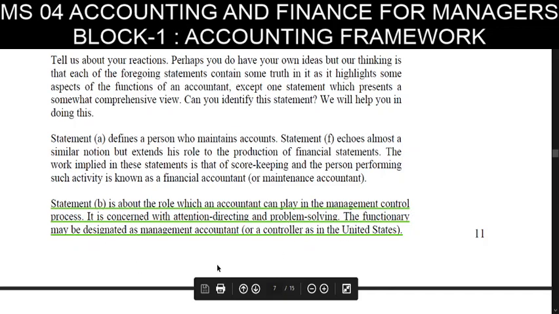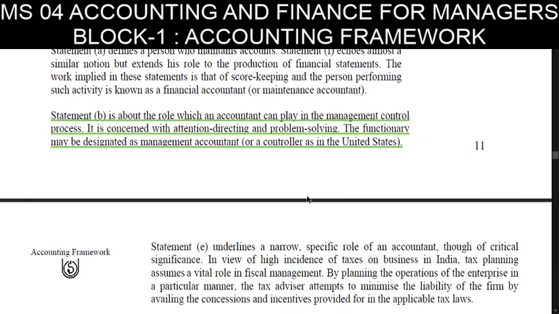The functionary may be designated as management accountant, or a controller, as in the United States. An accountant who helps the management by attention directing and problem solving can be called a controller or a management accountant. To get more marks, we have to use these words like attention directing, problem solving, management accountant, controller. Okay, if you put these words in your examination paper, in your answer sheet, then you will get more marks.